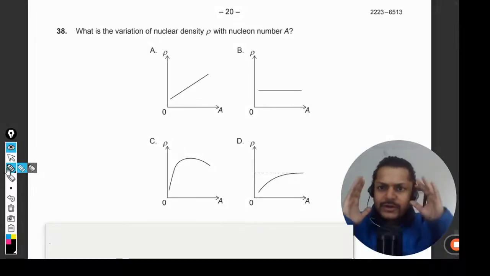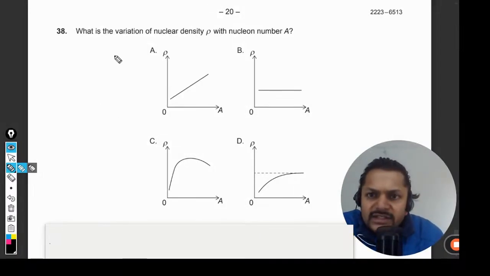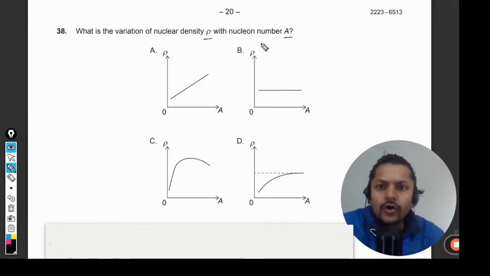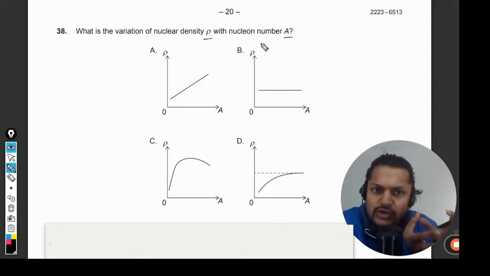Okay, student, let us see what is there in this question now. What is the variation of nuclear density rho with the nucleon number A? Okay, so if you have this question as a doubt, let me explain the background theory for that first of all. But overall, the answer is B.